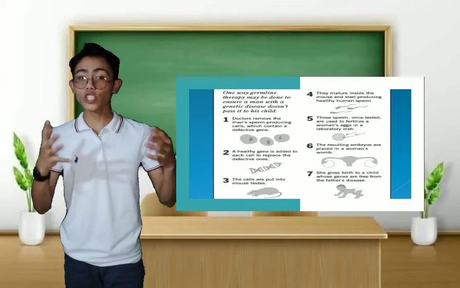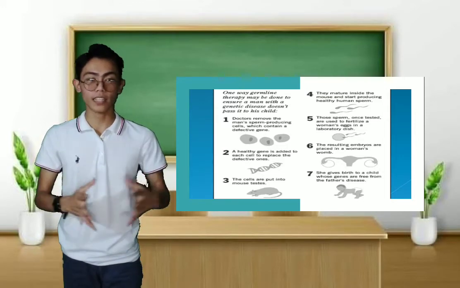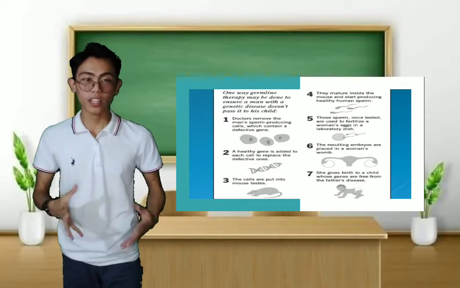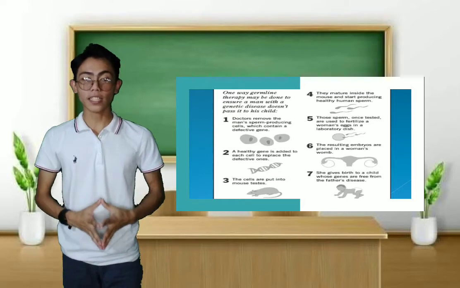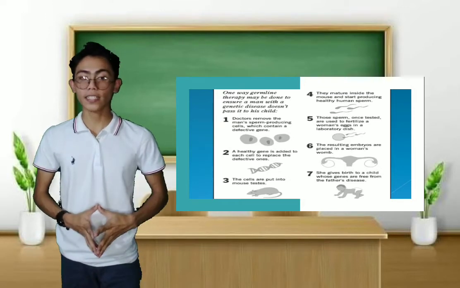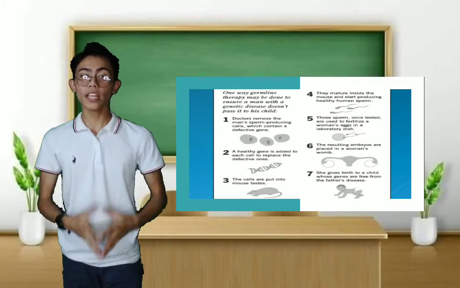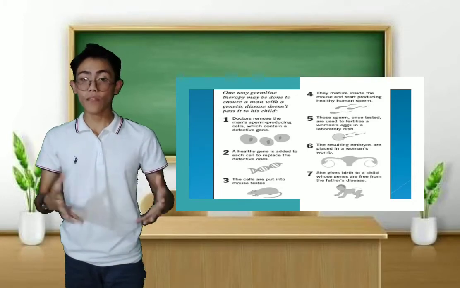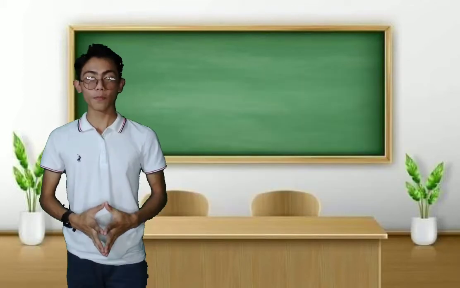Next, these cells are put into mouse testes or into a rat until they become mature and start producing healthy sperm. Now, when these sperm are tested and used to fertilize the egg cells in the testing area, the resulting embryos are placed into the woman's womb, giving birth to a child free from the father's diseases.